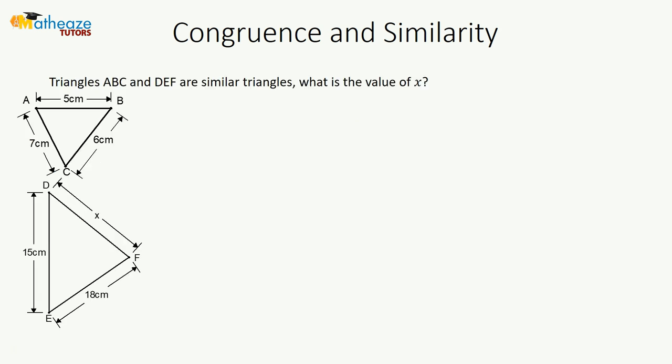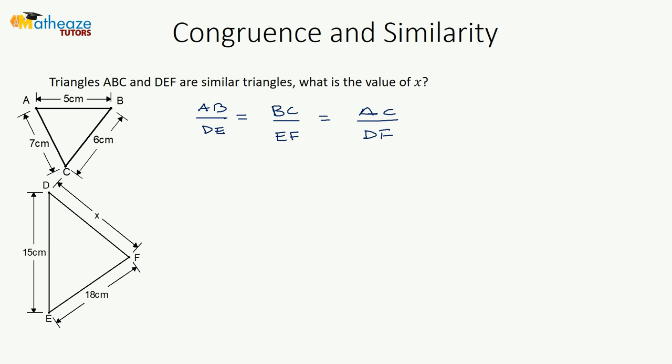Now let's apply that in solving problems. Triangles ABC and DEF are similar triangles. What is the value of x? So we look at the ratio of AB to DE must be equal to the ratio of BC to EF, which also must be equal to the ratio of AC to DF. Now let's work with values.